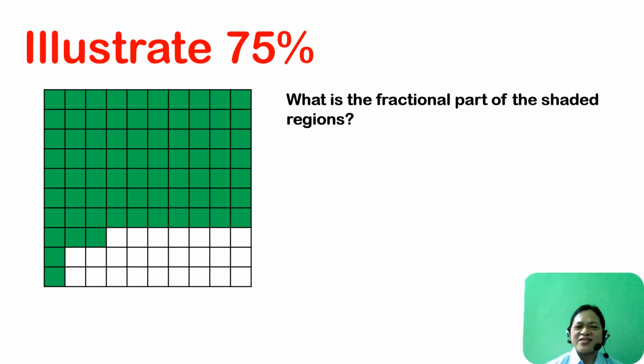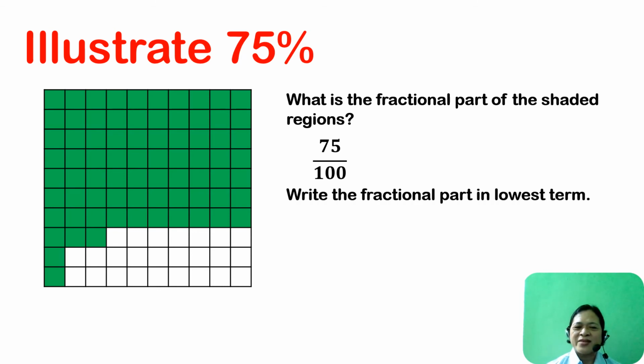Okay, so what is the fractional part of the shaded regions? Very good. It is 75 over 100. Okay, now write the fractional part in lowest term. From 75 over 100, what number can divide exactly the numerator and the denominator? Yes, it's good. It is 25.